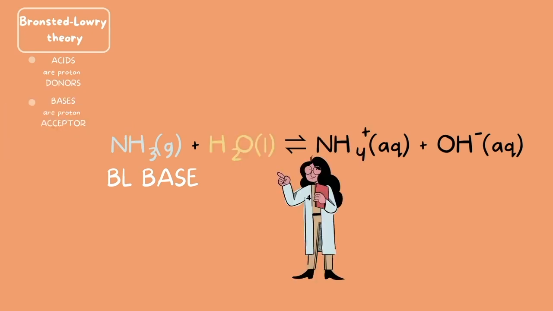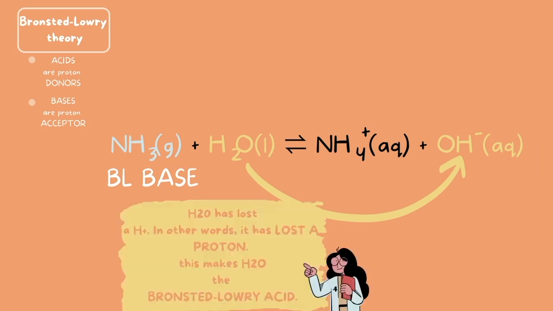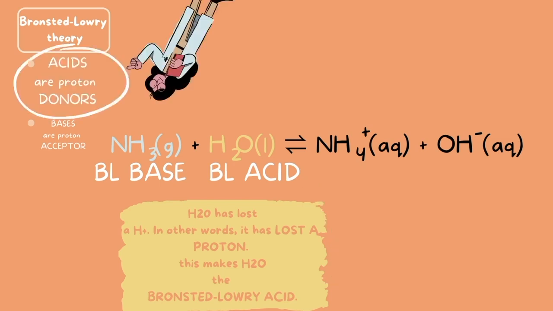Let's take a look at H2O. H2O turns into OH negative, which means that H2O has lost a hydrogen ion. In other words, it has lost a proton. This makes H2O the Bronsted-Lowry acid, because remember, by definition, acids are proton donors.